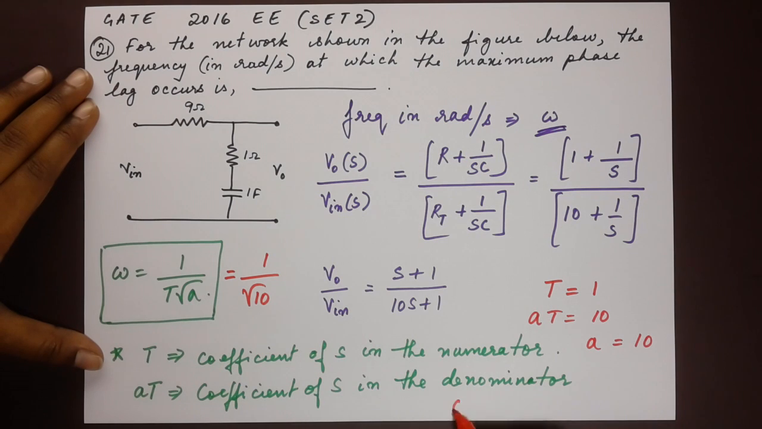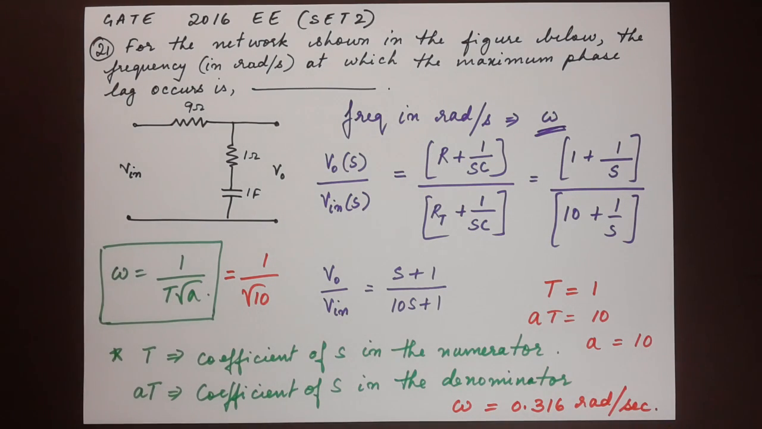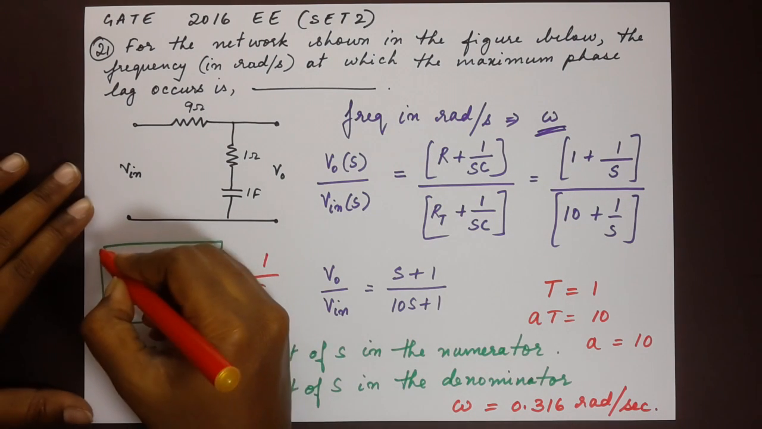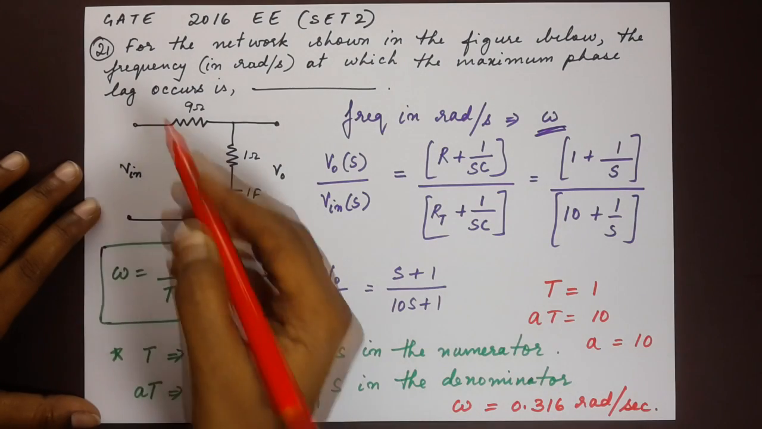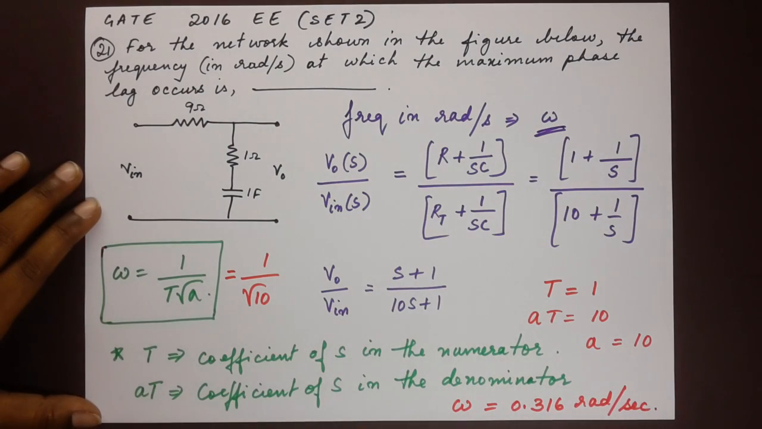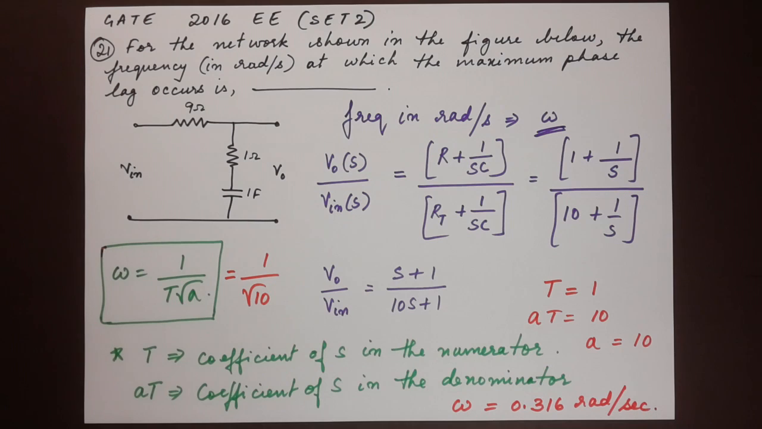So our final answer is omega is equal to 0.316 radians per second. Okay, so here is the value of the frequency in radians per second at maximum phase lag. So that's the point over here. So the formula for omega at maximum phase lag is 1 by T root A. So I hope this generalization has helped.